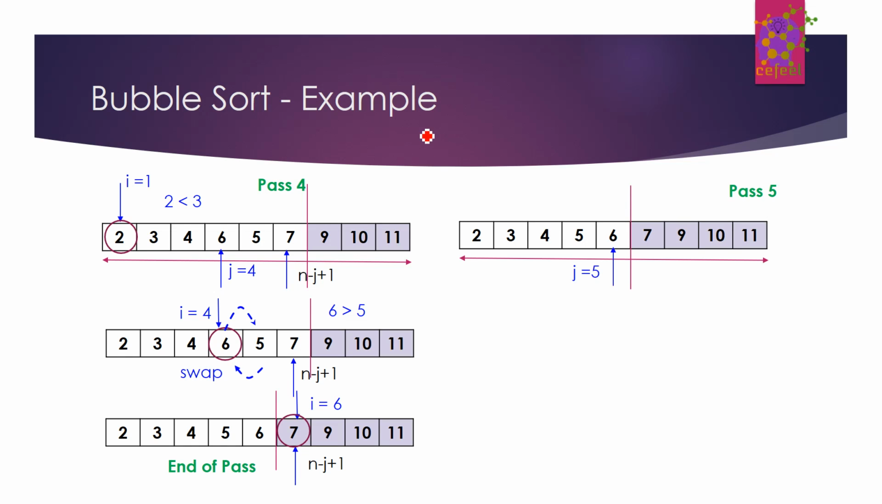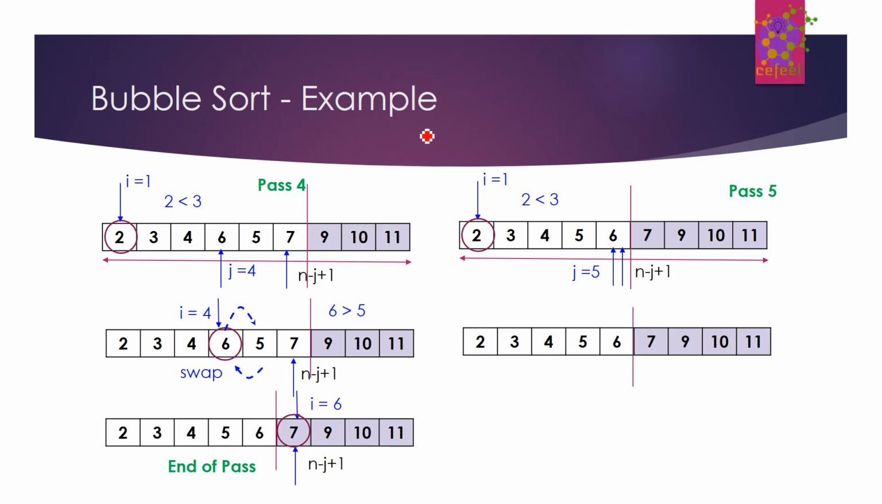j points to the 5th element, and n minus j plus 1 also points to 5, which means our i will end here. Now we start with i equal to 1, and we try to push the maximum element to the end. We compare 2 with 3, 3 with 4, and so on. So 2 and 3 are compared, and notice we don't need a swap. Similarly in the next i iteration, 3 and 4 will be compared, we won't need a swap, and we will keep doing that. In fact there are no more swaps needed because all elements are already sorted.